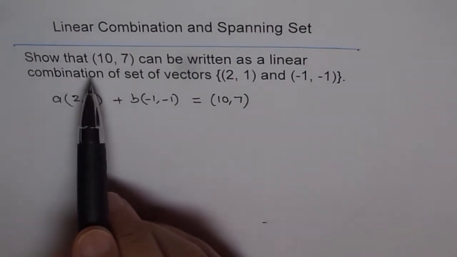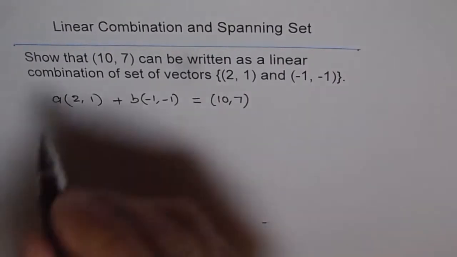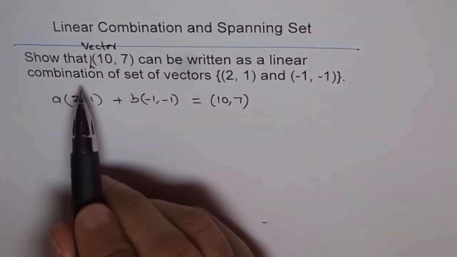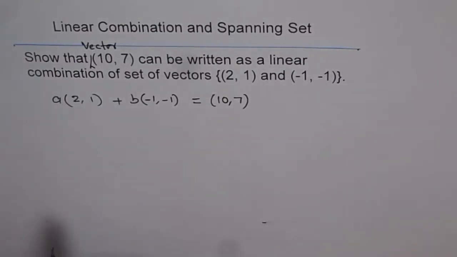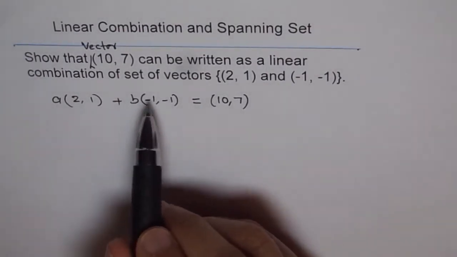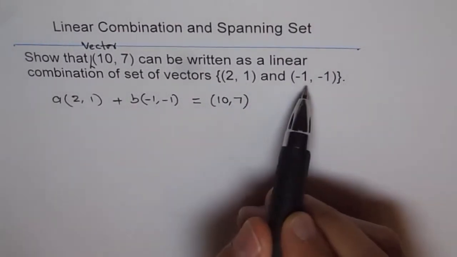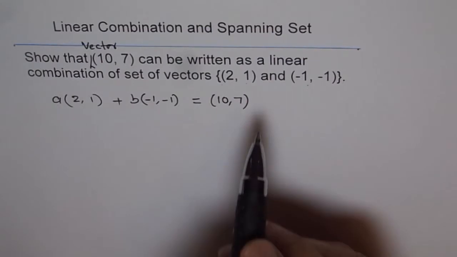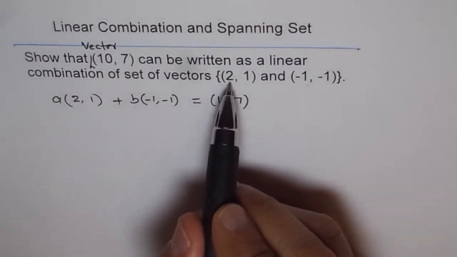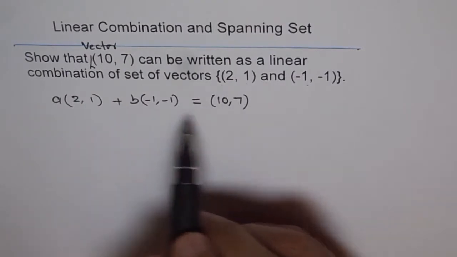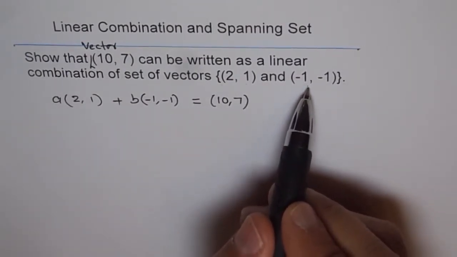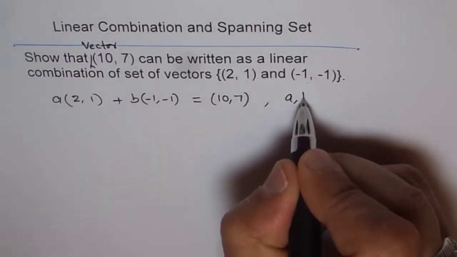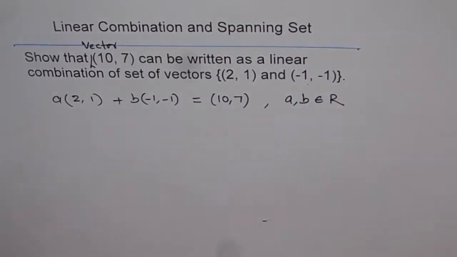It says show that, I've missed the word vector, let me add it here: vector. Show that vector (10, 7) can be written as a linear combination of a set of vectors. So this is a set having these two vectors, (2, 1) and (-1, -1). Linear combination means you multiply this by some real number and add it to another scalar multiple of the other vector. So A and B belong to the set of real numbers in this case, right?